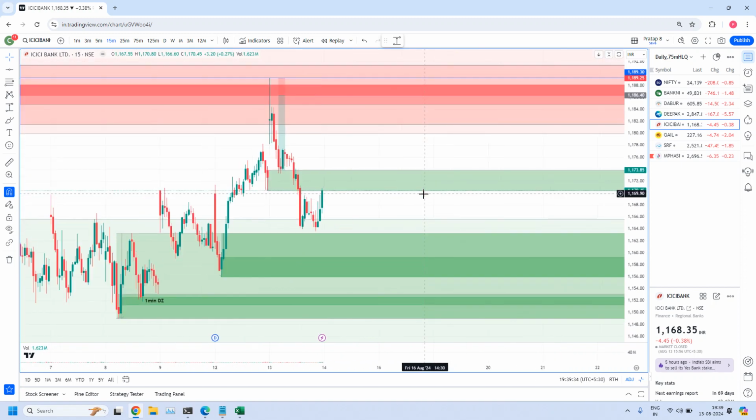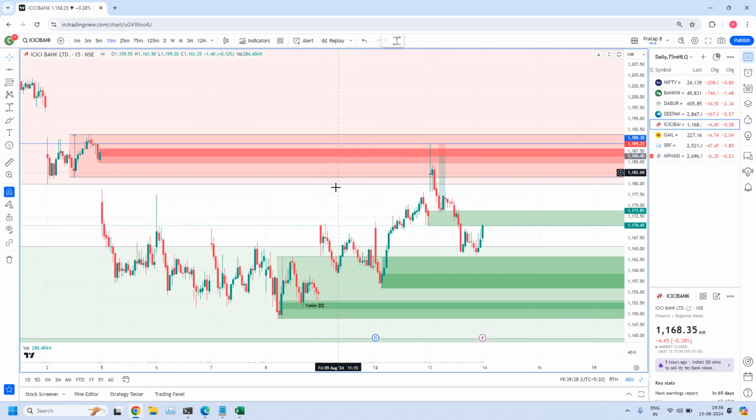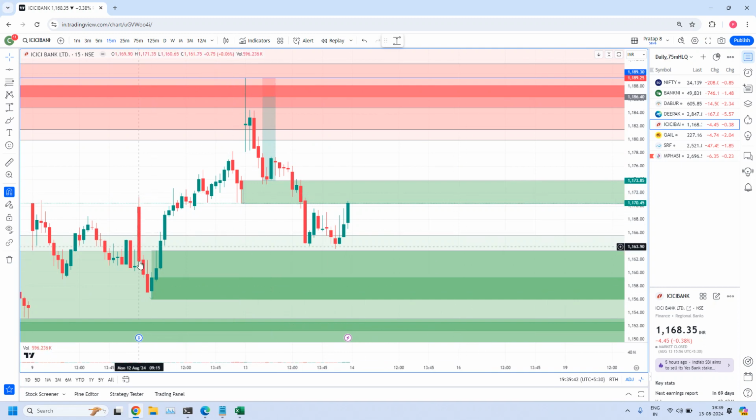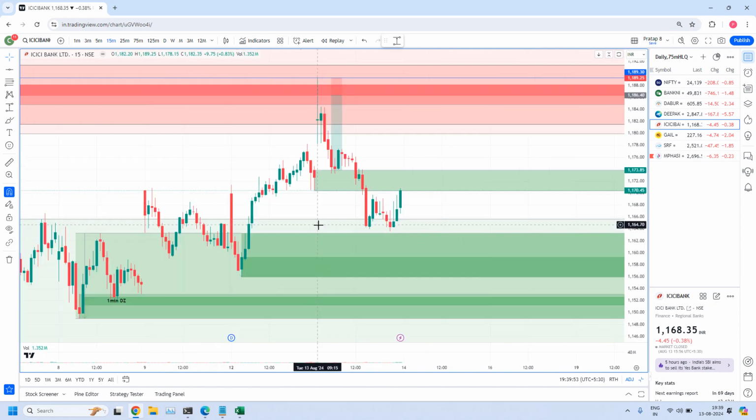demand zone, within this entire thing is a 75 minutes area. Within the 75 minutes area, here you have a drop candle, two base candles. This is the first one, second one, two base candles, and a rally candle. This is the 15-minute zone. And we have one more 15-minute zone, drop, base, rally. This is another 15-minute zone.